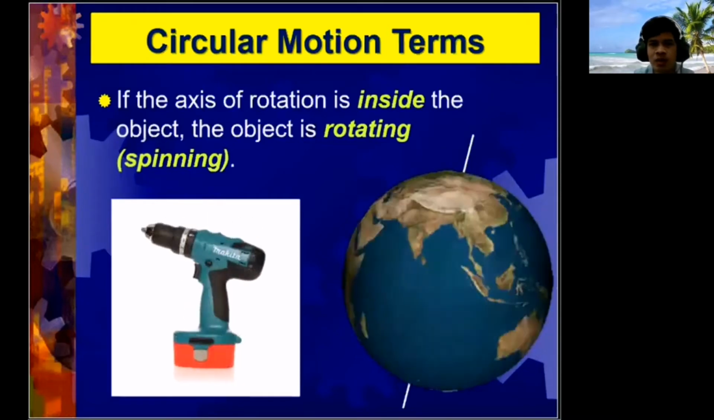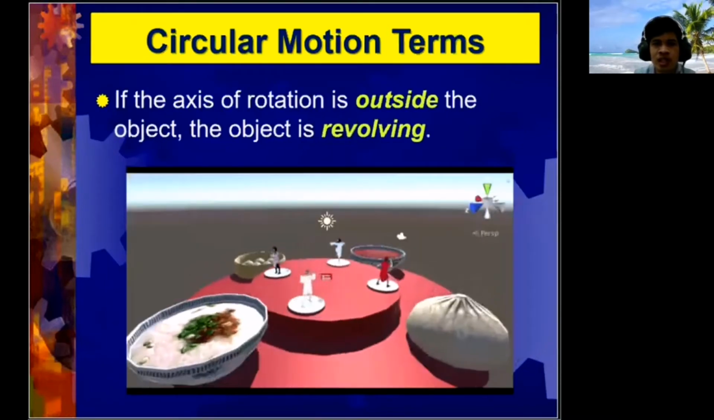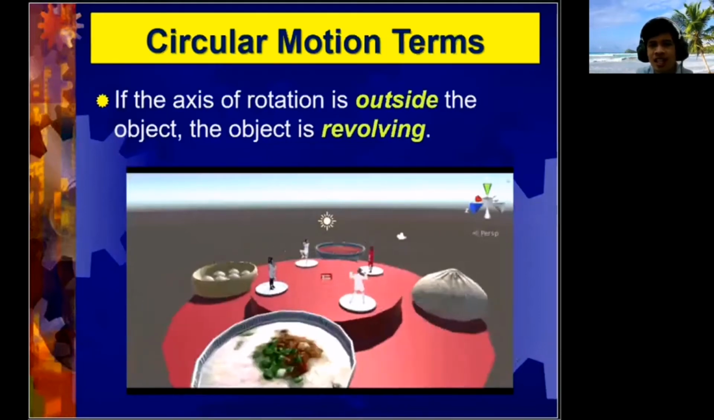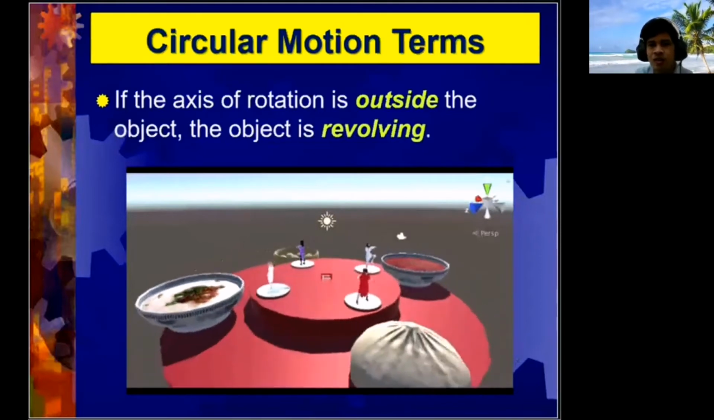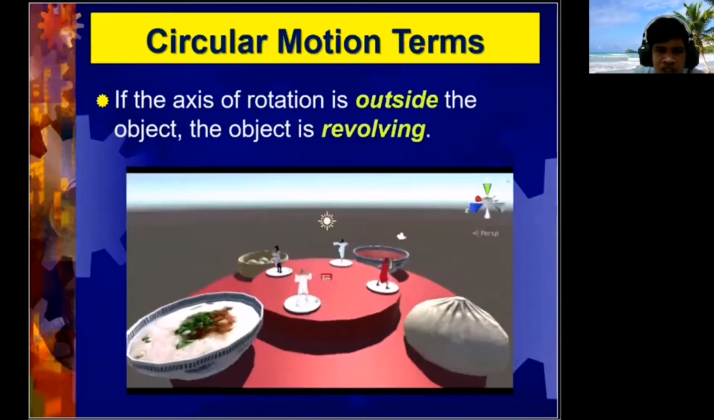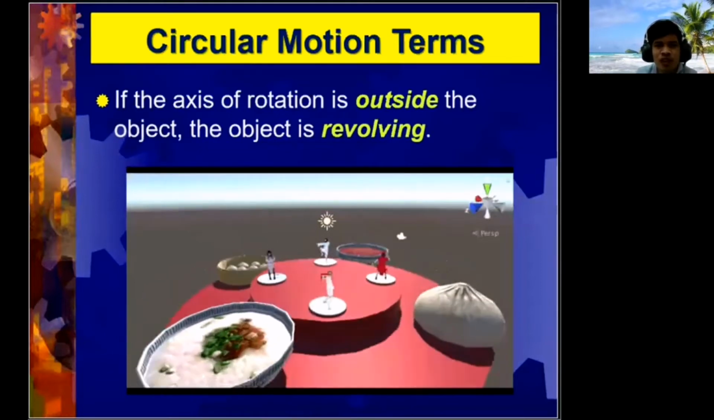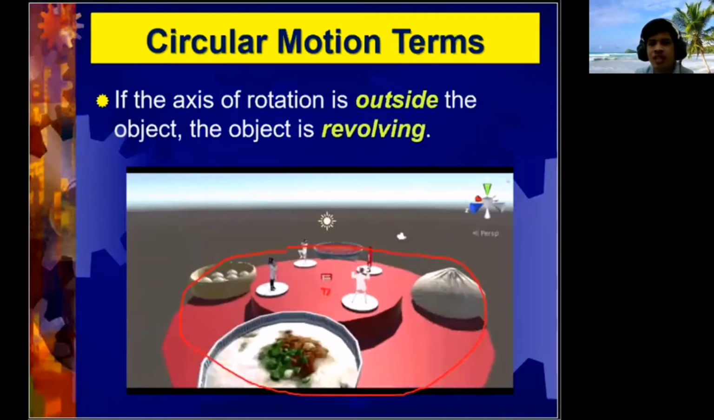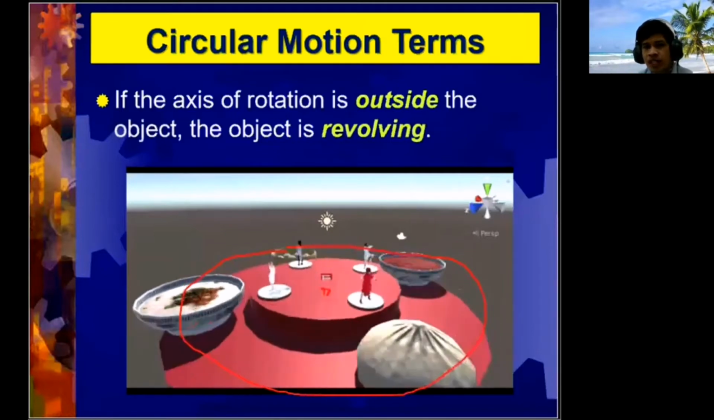There's another word which is called revolving. Now, if the axis of rotation is outside the object, we say that the object is revolving, like this one. I think this is a table, a table revolving. Let's say they're following a path or an orbit, and they are revolving around something at the center. So we say that this is revolving.